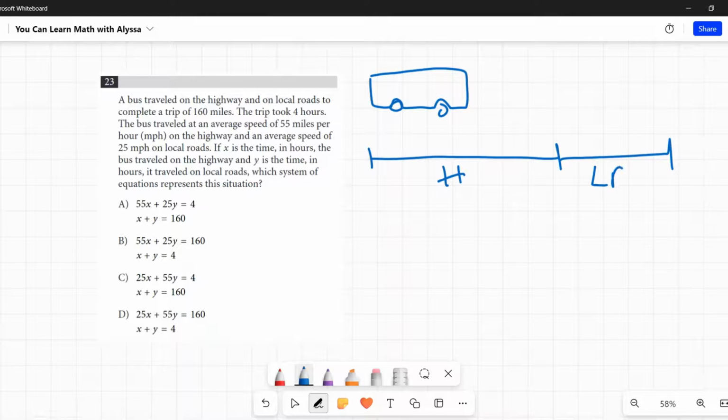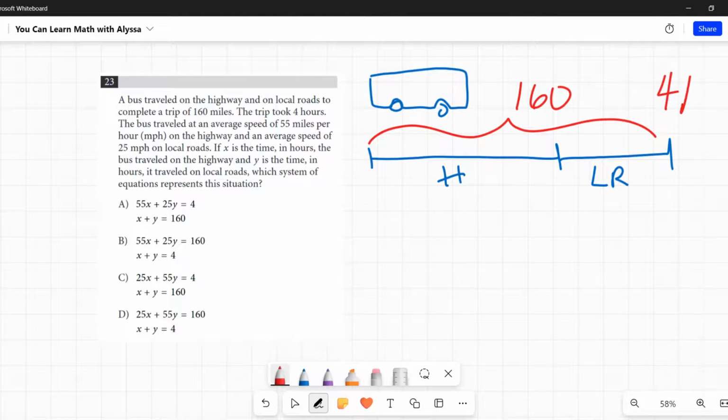Let's call it local roads. All right, and this total trip, this whole thing was 160 miles. And it took him 4 hours, okay? I'm just writing all this down because when you have these big word problems, I find it helps as it goes to start writing things down to help you keep things straight in your head.